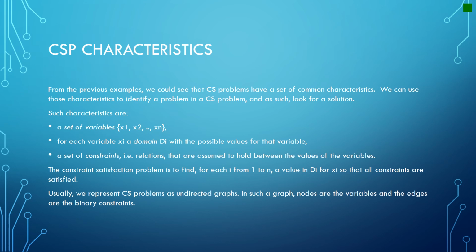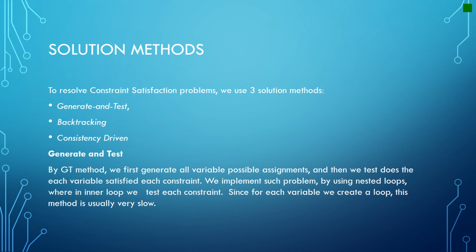Usually we represent constraint satisfaction problems as undirected graphs. In such graphs, nodes are the variables and the edges are the binary constraints. To resolve a constraint satisfaction problem, we use 3 solution methods. First, generate and test. Second, backtracking. And third, consistency driven. First, with the generate and test method, we generate all possible variable assignments, and then we test, does each assignment satisfy each constraint? We implement such problems by using nested loops, where in the inner loop we test each constraint. Since for each variable we create a loop, this method is usually pretty slow.